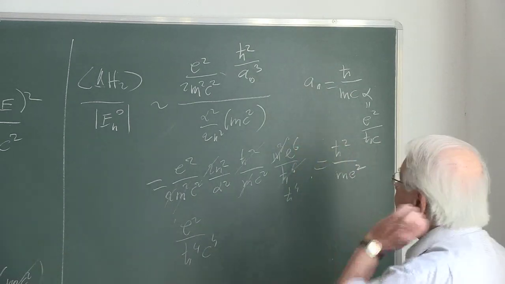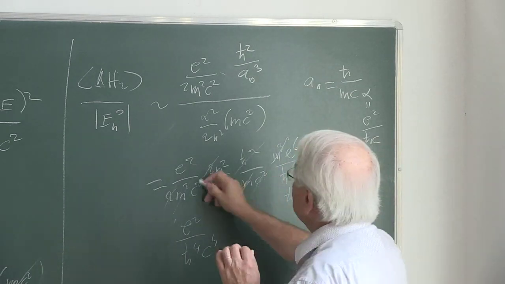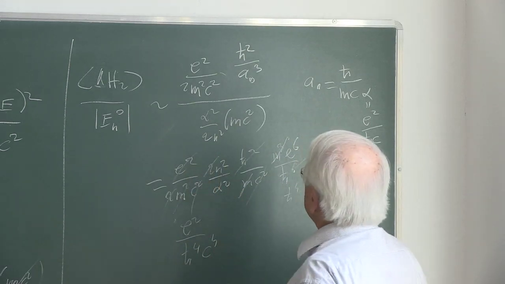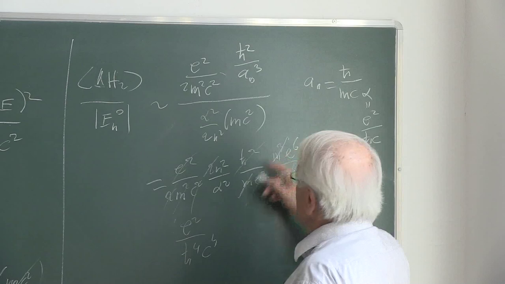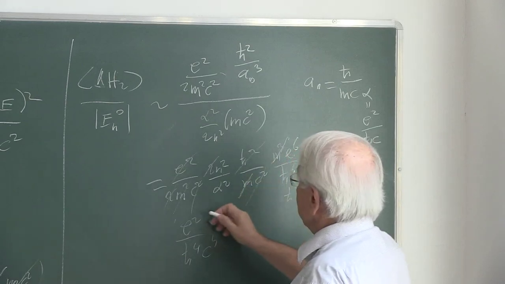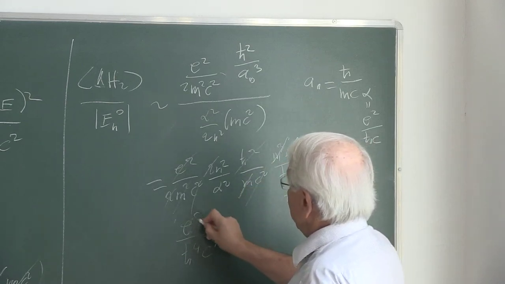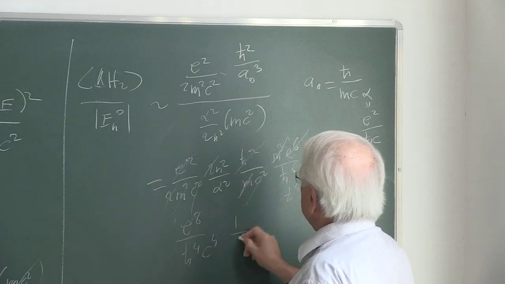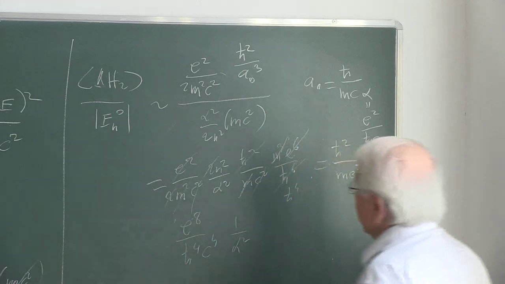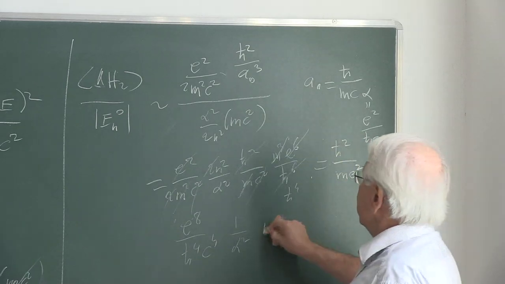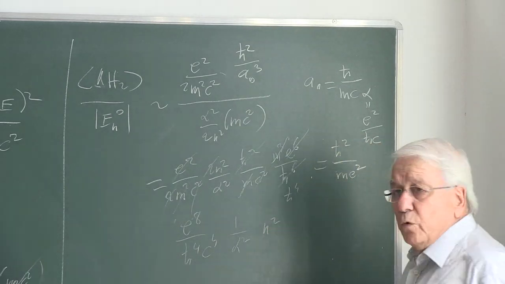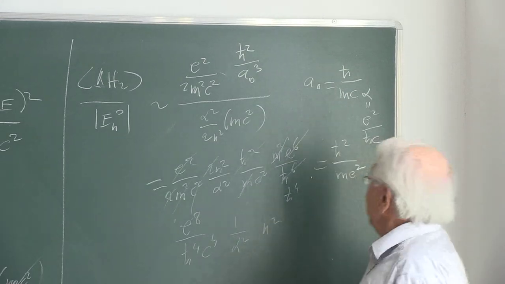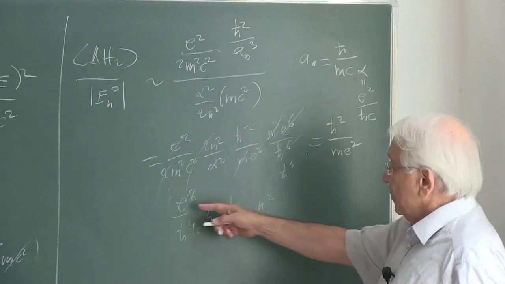That's nice. And there is also e to the 6, e to the 8, and there is 1 over alpha squared. I think I included everything, and there is also this n squared. Let's see, what do I have? You see, things are really nicely converging to something very nice.